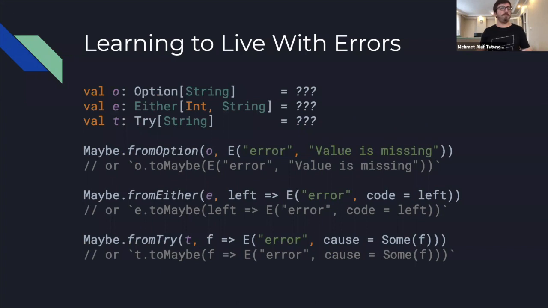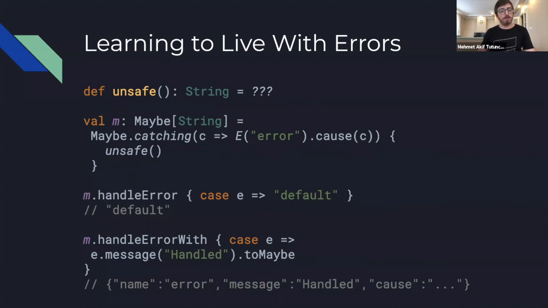Here are some examples of fromOption, fromEither and fromTry methods. These are methods that help you convert from that related type to a Maybe, as long as you can provide the error case yourself. So for an Option, the error case is that the Option is None. The value is not there. So if you give me an E for that case, I can make a Maybe for you. Either and Try are the same. You just convert the left value to an E, or the exception in the Try to an E, and you get yourself a Maybe.